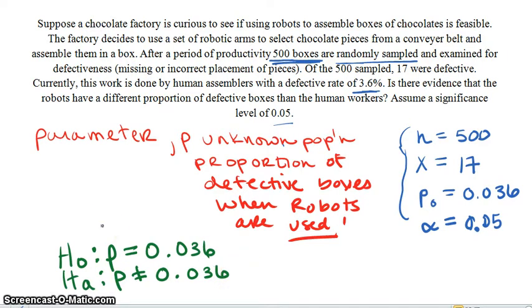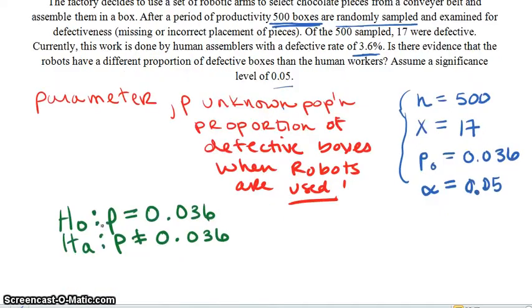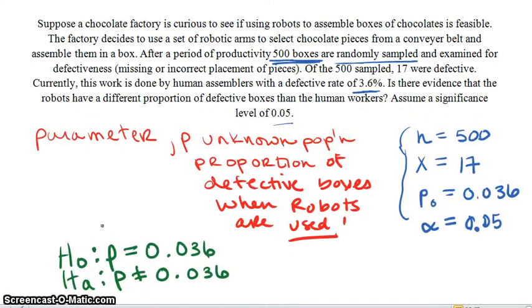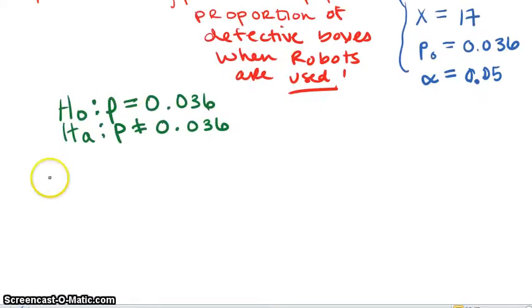Now, before we calculate our test statistic, we should check the conditions for inference. So the first thing that we should always check is whether or not our sample was obtained using some sort of random mechanism. And recall, I said, let's go ahead and underline this randomly sampled from the beginning, because this is something that we're going to need to come back to. So very importantly, our sample of 500 boxes was randomly sampled. So we can check that condition.